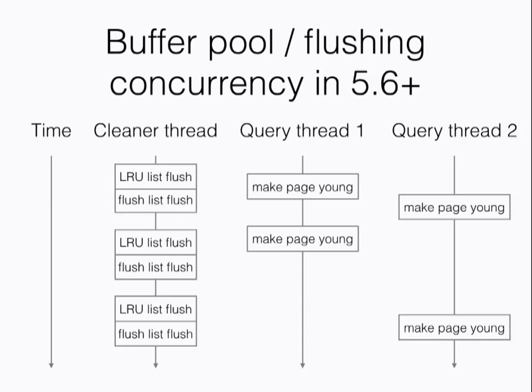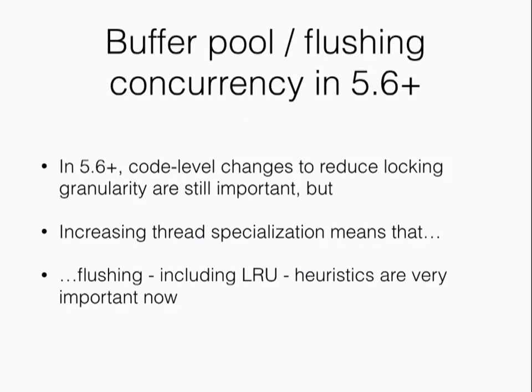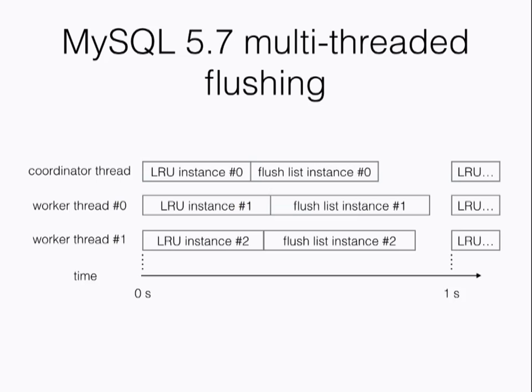So now in this situation, we have increased thread specialization. And query threads are no longer responsible for their own flushing and depend on the cleaner thread to do all the flushing. But is cleaner flushing good enough? Are cleaner flushing heuristics tuned well enough? And then we got 5.7. And it changed things even more.